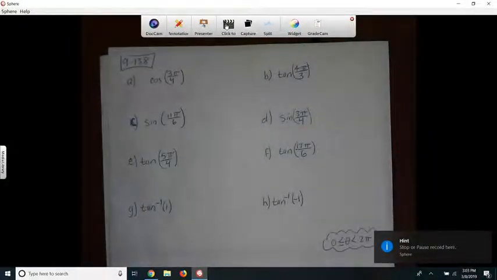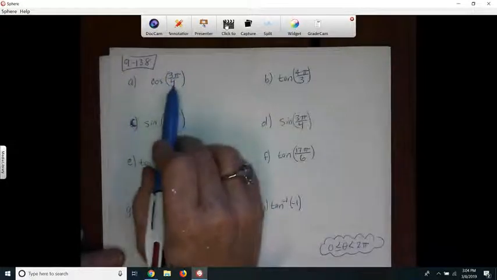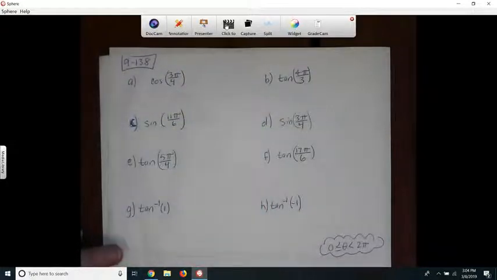Okay, here's integrated 3(9-138). It says, what is the exact value for each of the following trig expressions? And for part G and H, assume that theta is in between 0 and 2 pi. So we'll start with, they want the cosine of 3 pi over 4. So 3 pi over 4 is an angle measure, and that's in radians.